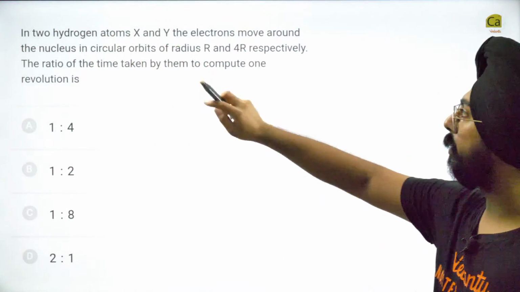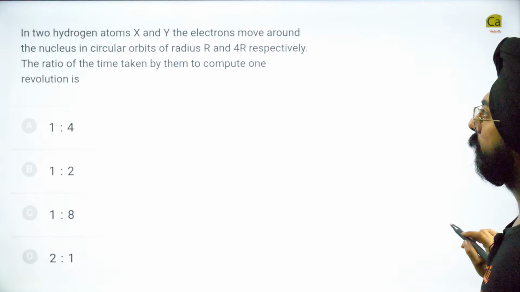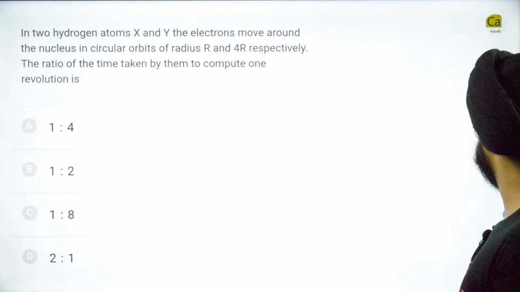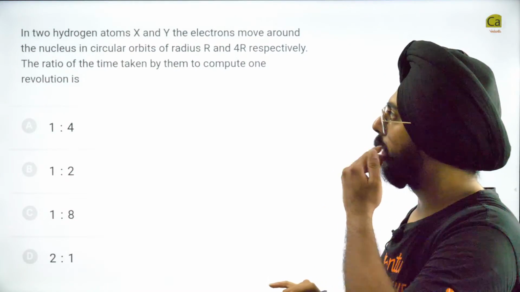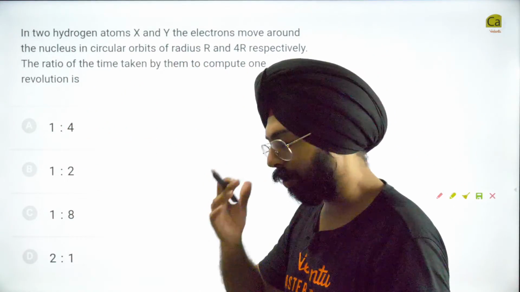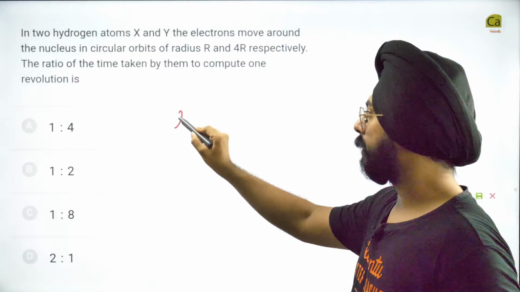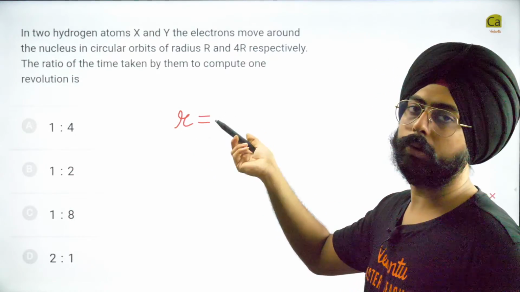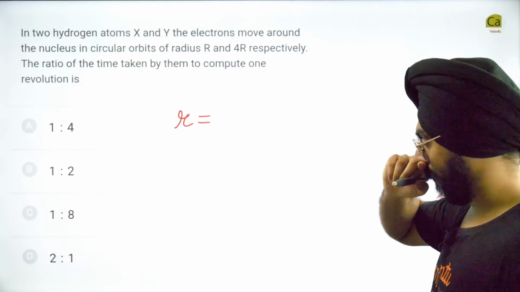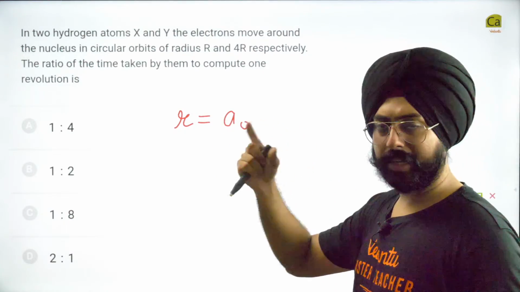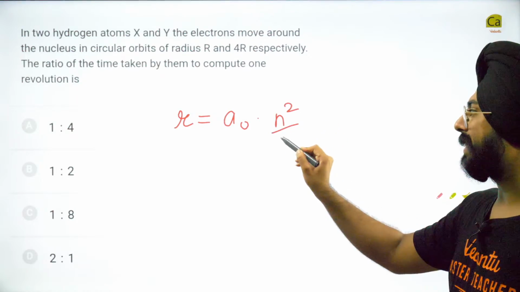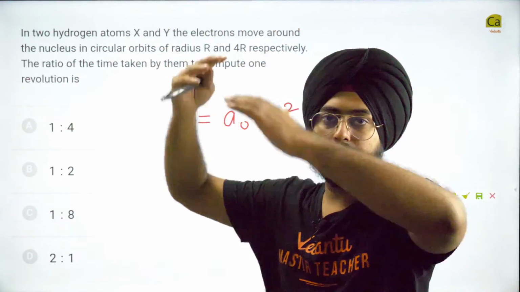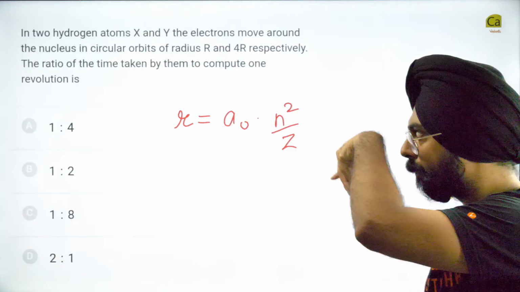In two hydrogen atoms, X and Y, the electrons move around in circular orbits of radius r and 4r respectively. People, this simply has to do with the formulae of the hydrogen atom, Bohr's model of the atom. So you know that the radius in Bohr's model of the atom is equal to how much? Radius is a naught, where a naught is the radius of the first orbit, into n square by z. The higher the number of the orbit, the higher will be the radius. Yes, this is what we have.